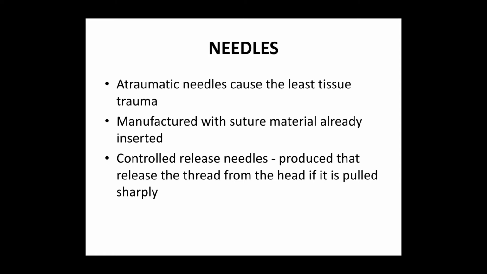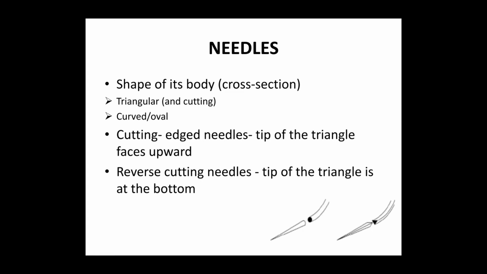Atraumatic needles cause the least tissue trauma. These are manufactured with the suture material already inserted, the technique called the swaging technique. The other needles, which are controlled release needles, release the thread from the needle if it is pulled sharply.